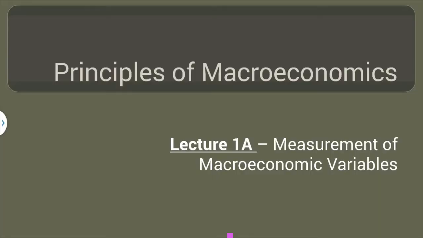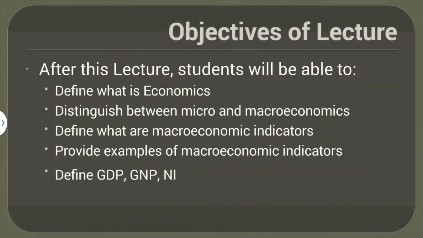So what we're looking at here is our first lecture, part A of the first lecture, where we'll be focusing on the measurement of macroeconomic variables. So the objectives of this lecture would be that after the lecture, students will be able to define what economics is, distinguish between micro and macroeconomics, define what are macroeconomic indicators, provide examples of macroeconomic indicators, and define GDP, GNP, and national income.